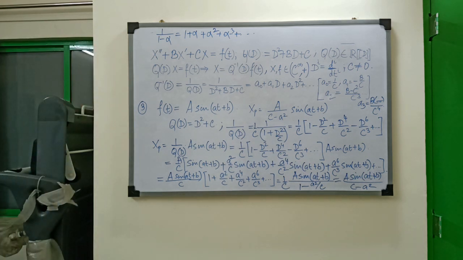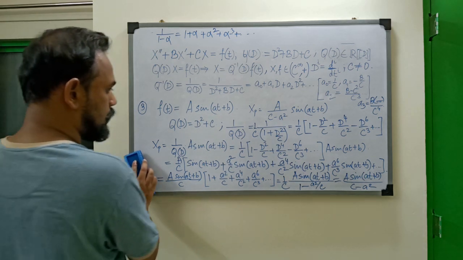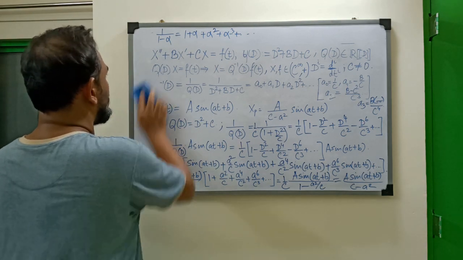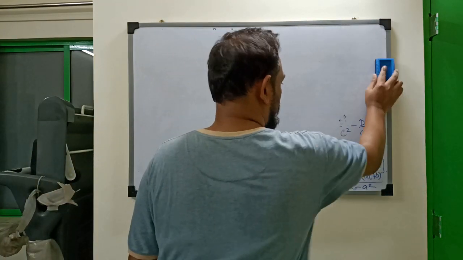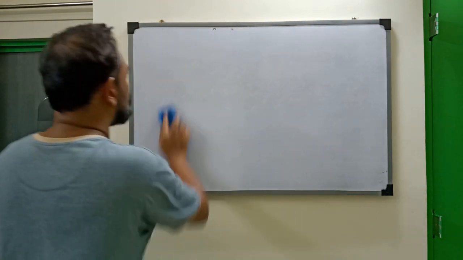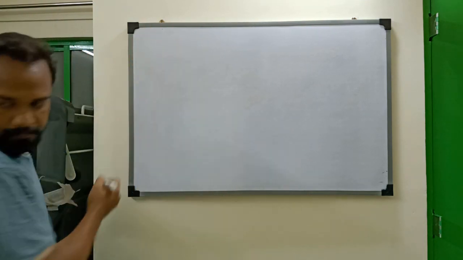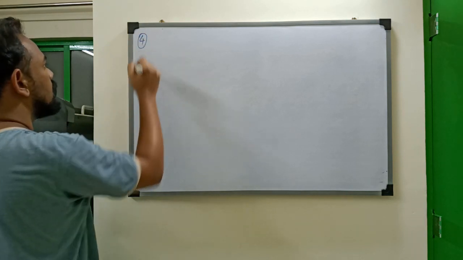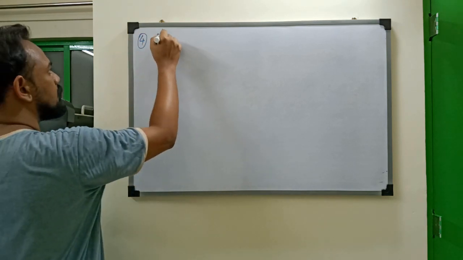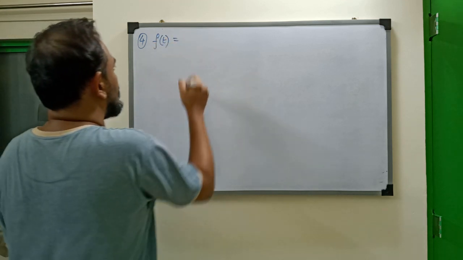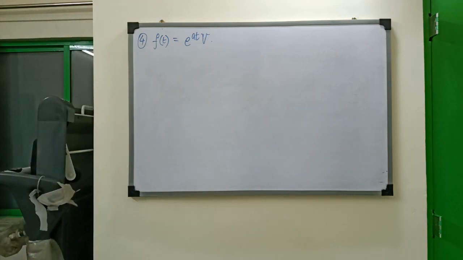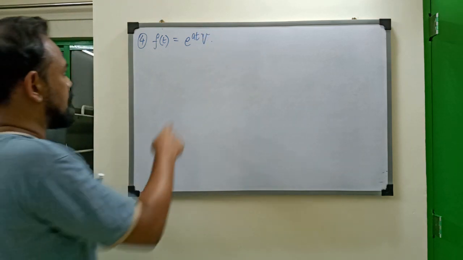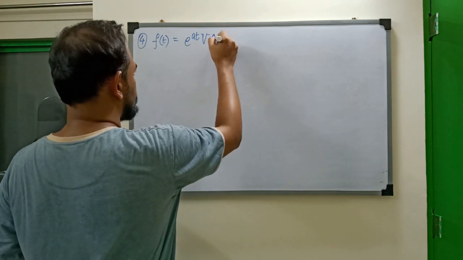Okay, let's just do one more. I don't need this anymore. I think I'll take one more, which we've done as well. So number 4, if the input is something like this, it's a mixed input, e to the power at v. It's a product of an exponential with some function of t. v is a function of t.